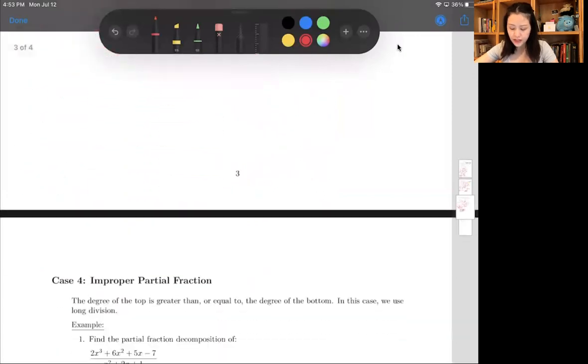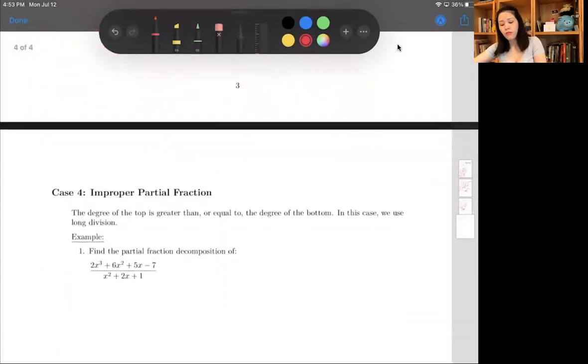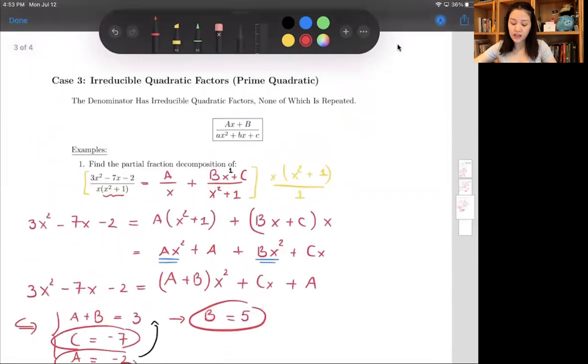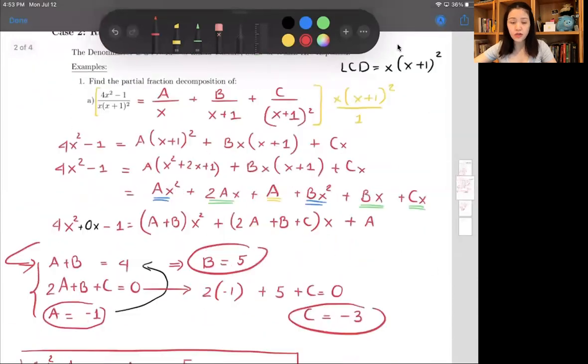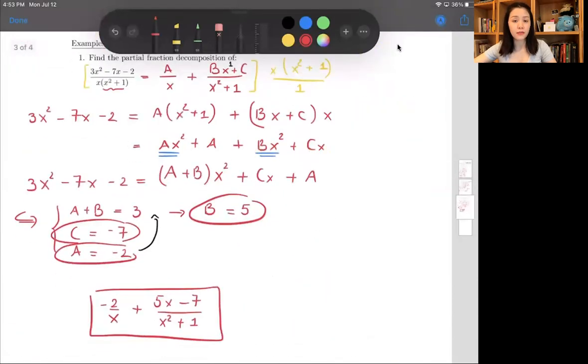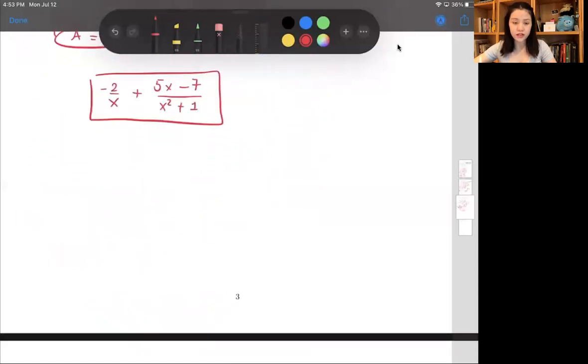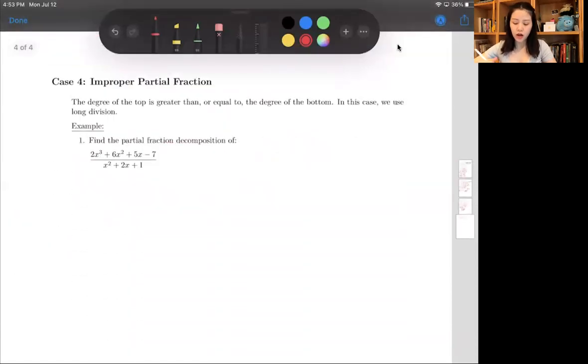Case number 4 is improper partial fractions. It's called improper because the degree of the top is greater than the degree of the bottom. Notice that from case 1 to case 3, the degree of the top is always less than the degree of the bottom, but in case 4 it's the opposite. So what do we do? When you see this situation, you're going to do long division. Let me set up.